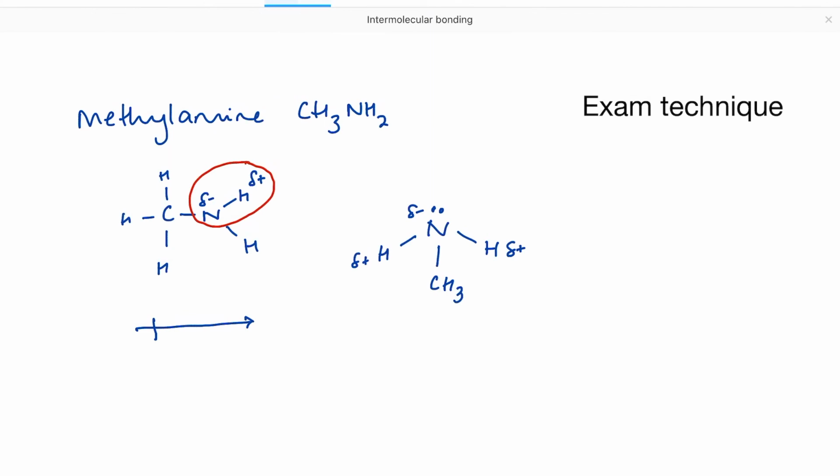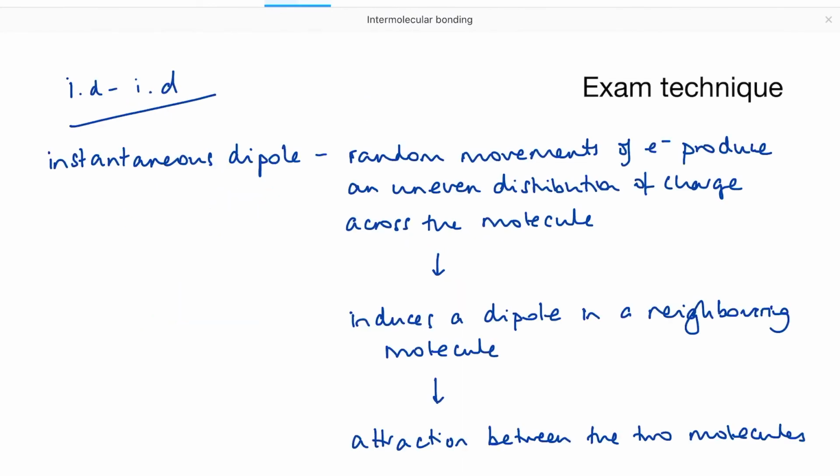So this would be capable of hydrogen bonding as well as permanent dipole, and of course induced dipole, instantaneous dipole. So, key language in describing London forces or instantaneous dipole, induced dipole intermolecular bonds.